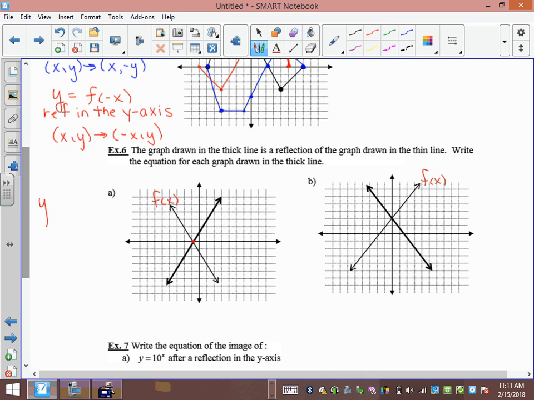So do we get y equals negative f of x or f of negative x? What variable is it affecting? The y. So it's not going to be in here because anything in this bracket affects the x variables. This one has an invariant point on the y-axis, so it affects the x. So we're going to get y equals f of negative x.